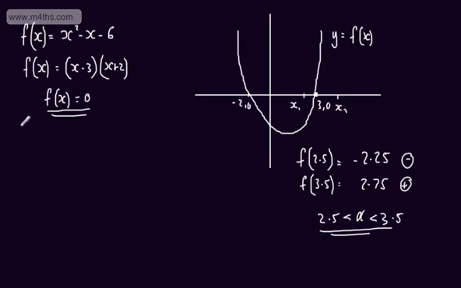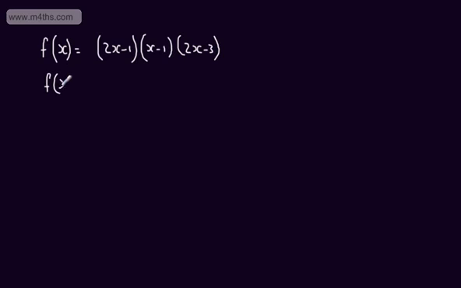Okay, let's just take some time to think about some of the issues with this particular method. Let's say I had a cubic equation. Let's say f of x, and I'll factor this. Let's take some linear factors. Let's say we've got 2x minus 1, then x minus 1, and 2x minus 3. If I wanted to see where f of x was equal to 0, let's go ahead and do f of x equals 0.